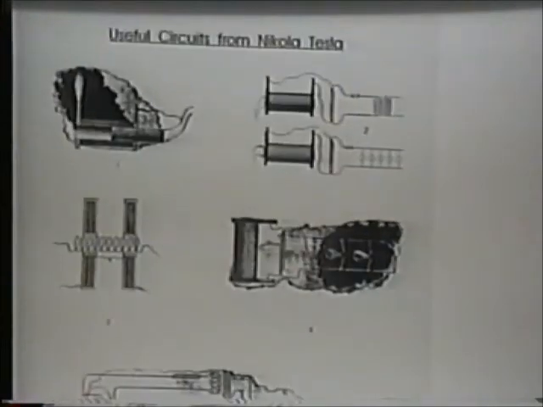And number 4 is another illustration of how to light incandescent light bulbs. The trick is knowing what capacitance to use and a number of other things, but this is actually how it's done, and this was 1893.